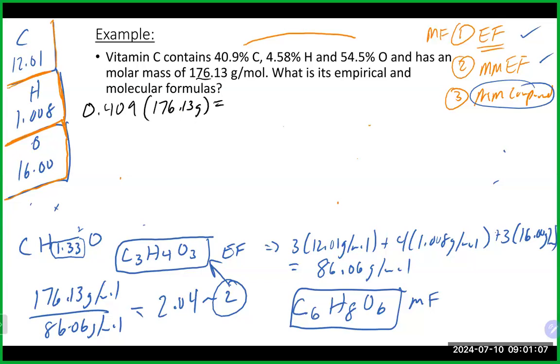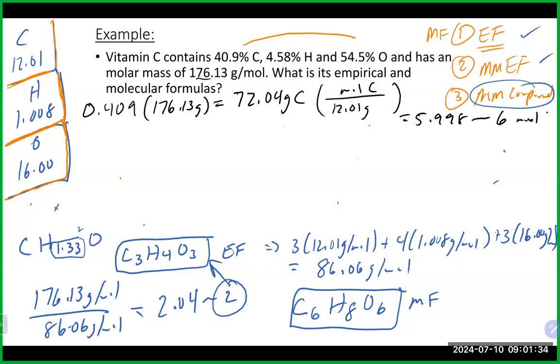That's going to get us 0.409 times 176.13. That'll give us about 72.04 grams of carbon. We'll then divide by the molar mass of carbon, which is 12.01 grams per mole, and that'll give us about 5.998, which is pretty close to 6 moles of carbon.